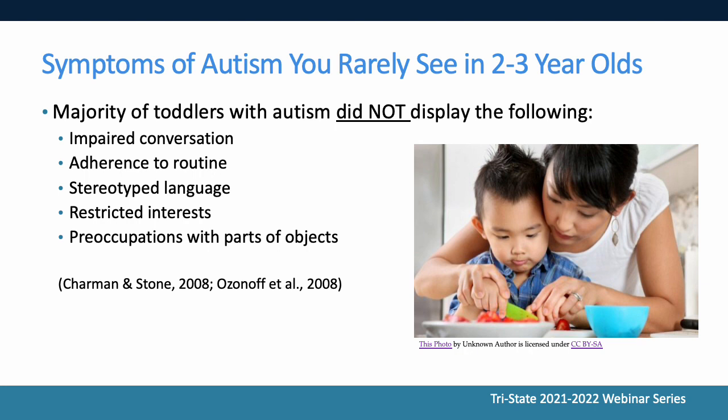Stereotyped language, where they're repeating certain phrases or using echolalia, is not as common in young children as older children. And we don't get reports of restricted interests as much as we might get a child who wants to carry an object everywhere. So you're more likely to see preoccupation with parts of objects, carrying an object everywhere, or repetitive body movements than you are some of those higher level repetitive and restricted interests.